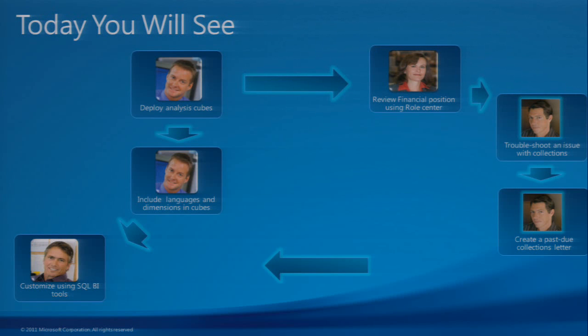If we look at the top left box, that's our starting point. Once Dynamics AX 2012 has been installed, the first thing we want to do is deploy the analysis cubes. So that's step 1. As soon as that step is taken care of, the arrow to the right points to the end user representatives. As soon as the cubes have been deployed, those users can immediately begin taking advantage of the BI solutions. We've got the role centers, we've got the reports, we've got the analysis cubes.